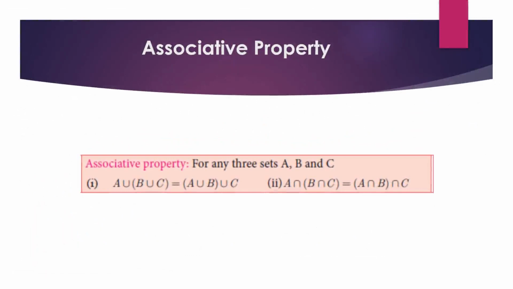Next we are going to see associative property. Here associative property means we have to compare three sets. For any three sets A, B and C, A union (B union C) equal to (A union B) union C. See, the brackets only differs. Here we are comparing this A with B union C. Here we are comparing A union B with C. Like that for intersection, A intersection (B intersection C) equal to (A intersection B) intersection C.